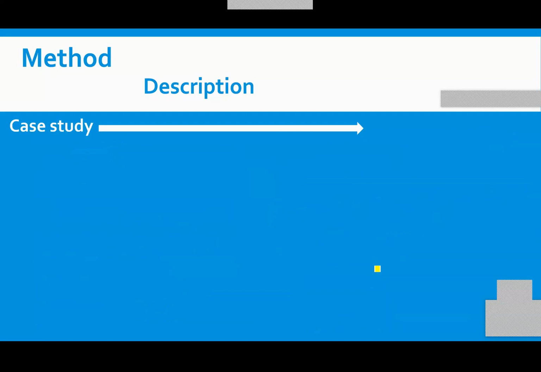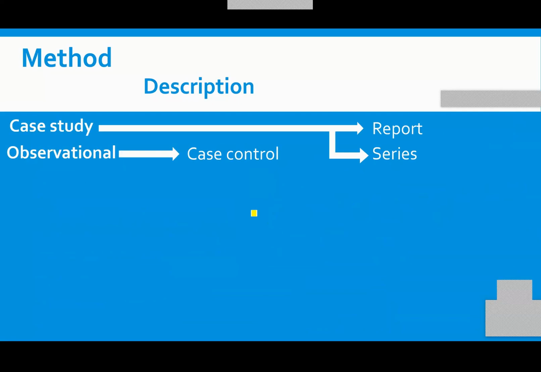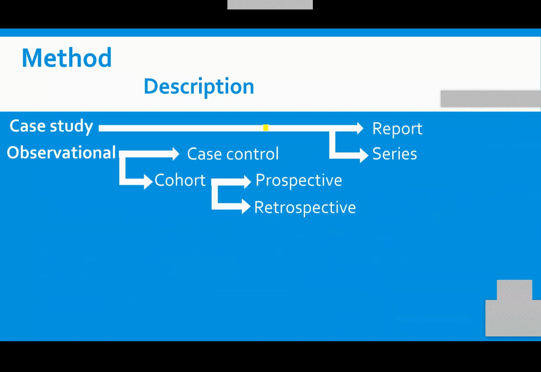What is case control? That's a different study. So you have cross-sectional, you have cohort, and case control. Case study is of two types: you're reporting a case, or you report a series of cases. While in observational studies, you either do a case control or use a cohort, and as we said, the cohort is prospective or retrospective. In case control, we use it for rare diseases, while cohort, we use it for common problems.